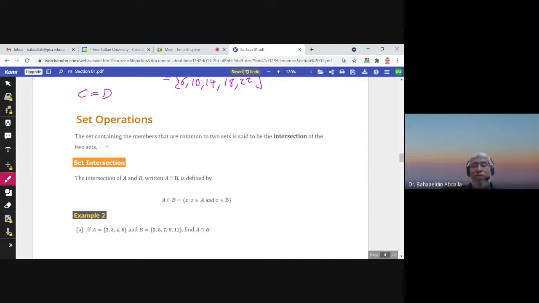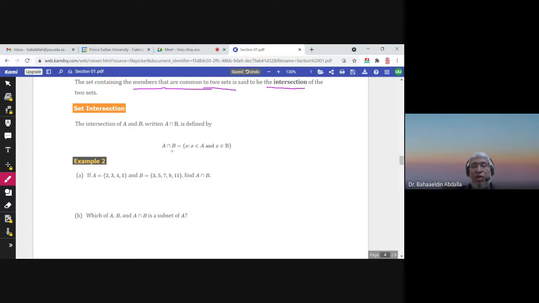Set operations. The set containing the members that are common to two sets is said to be the intersection of the two sets. So what is the intersection? It is the set that has the members that are common to the two sets. A intersection B consists of all x such that x is in A and also x is in B at the same time. If x belongs to A and B at the same time, it would be in the intersection.